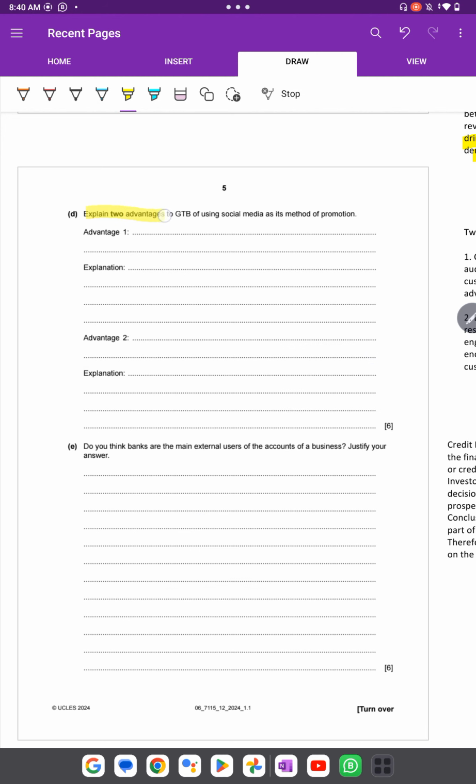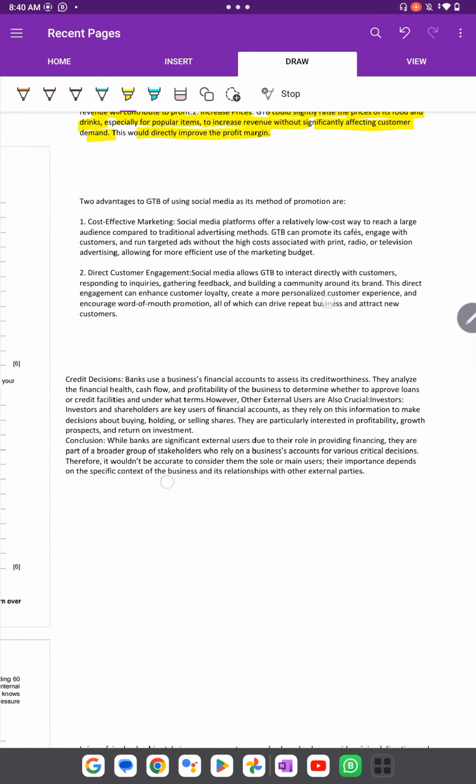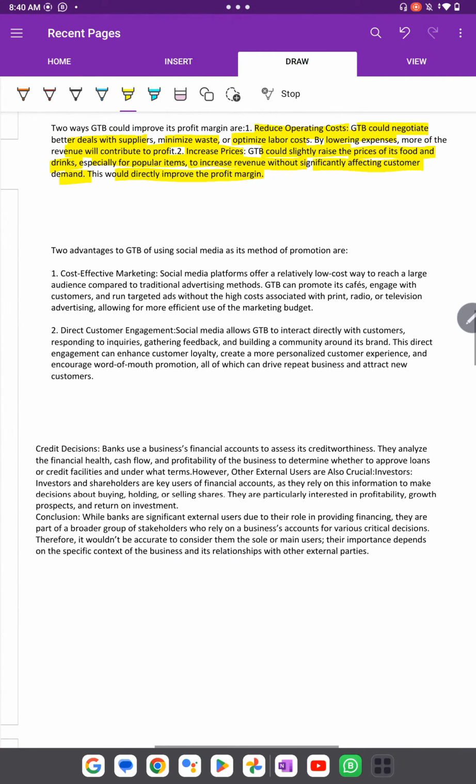D part: explain two advantages to GTB of using social media as its method of promotion. First advantage, second advantage, and its explanation. Okay, so these are the advantages of using social media as the promotion. The first one is cost effective marketing. Social media platforms offer a relatively low cost way to reach a large audience compared to traditional advertising.